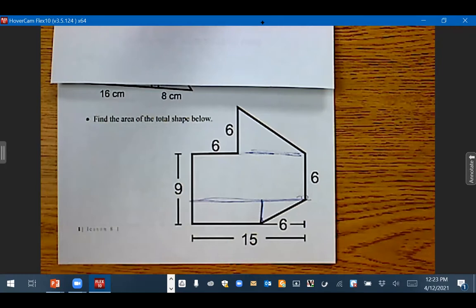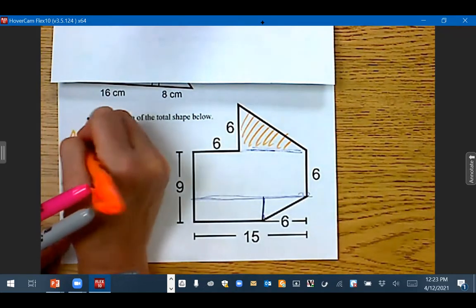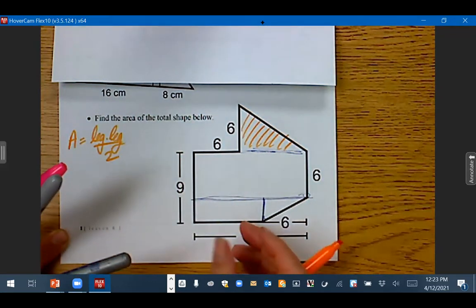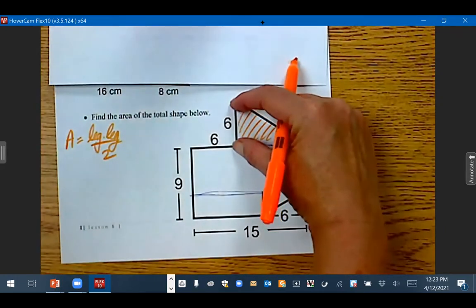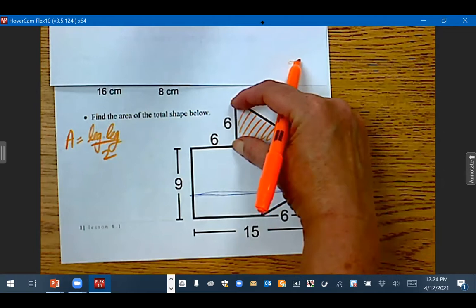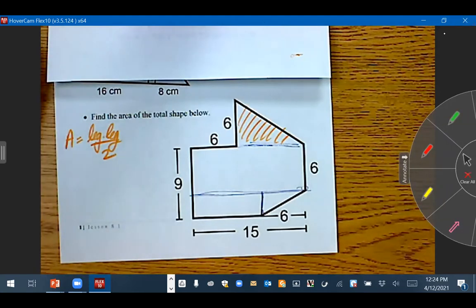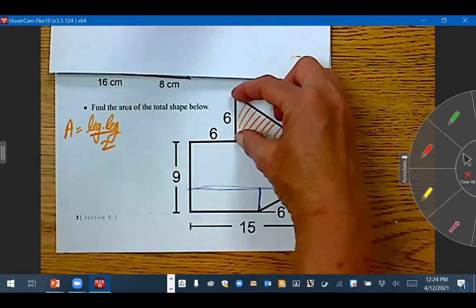Ready? Step number 1. I'm going to do this one here. That's a right triangle. So area equals leg times leg over 2. Watch carefully with the fingers. I'm going to start calling you guys at home, so pay attention. Kira, what's one leg, ma'am? Kira, are you there? Okay. Cameron, what's one leg, ma'am? 6. Good.